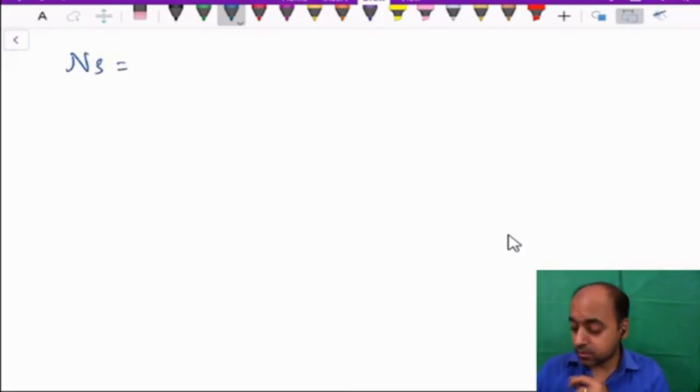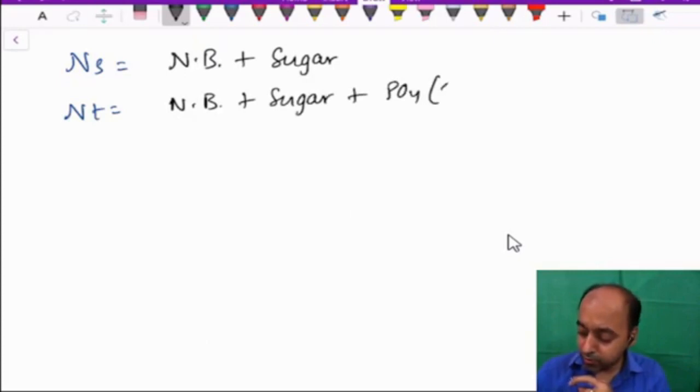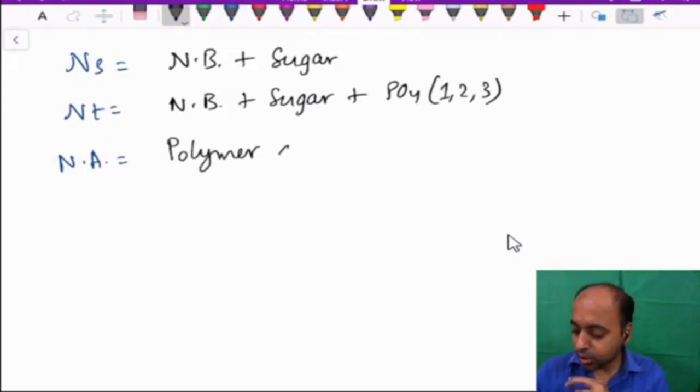Nucleoside is nitrogenous base plus sugar. The nucleotide is nitrogenous base plus sugar plus phosphate. The number of phosphate may be 1, 2, 3. The nucleic acid is a polymer of nucleotides.